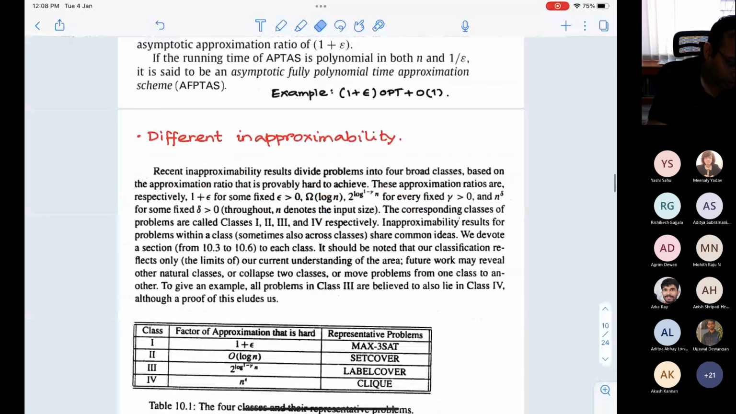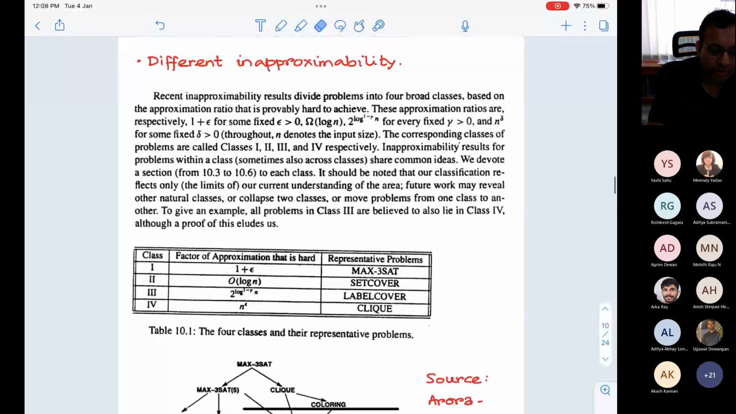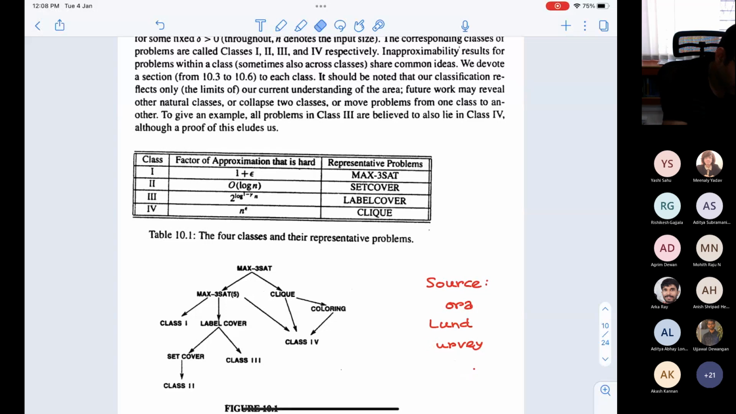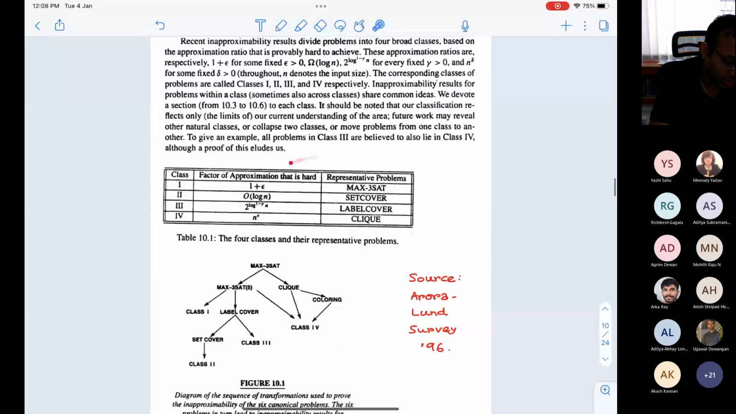Okay, finally, I will talk about the different kinds of inapproximability. As I mentioned, NP problems are equivalent in terms of decision variants. So if you solve one problem, all the problems are solved. But in terms of approximability or approximation ratio, the optimization versions could be quite different. This is a survey by Arora and Lund in '96, and they showed that all these problems can be classified into 4 broad classes.